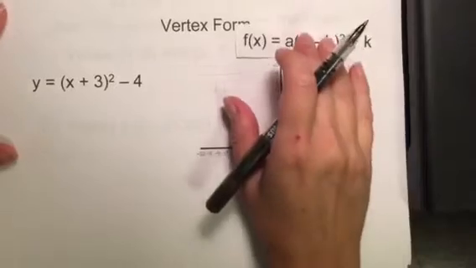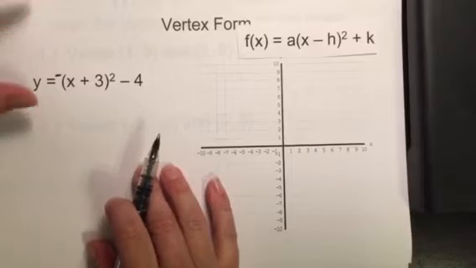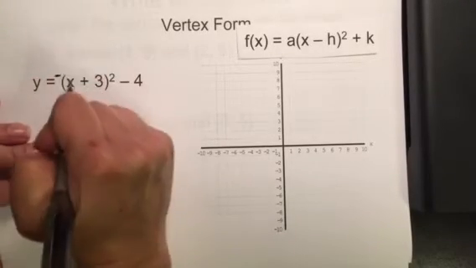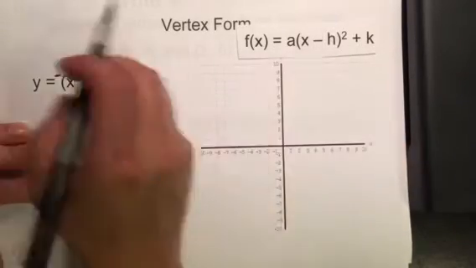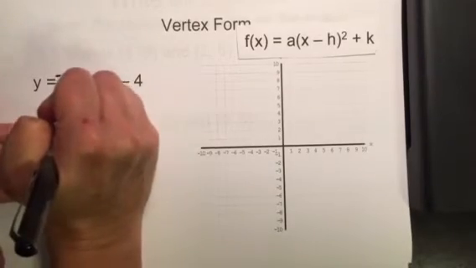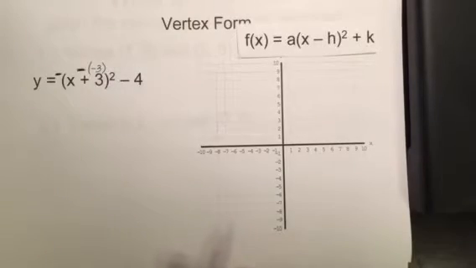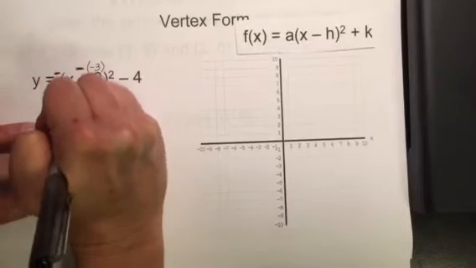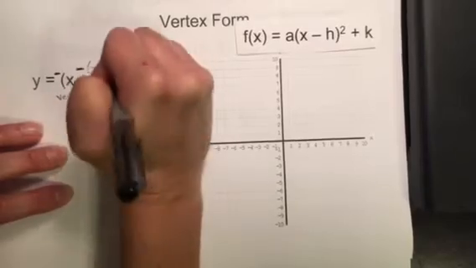Okay, last example for vertex form. Here's my equation. We're going to do negative a this time, so I'm going to put this negative sign here. We saw this once before. Remember that the equation calls for minus k, so I have to have that negative sign there. And to keep the function the same, h must be negative 3. So my vertex is going to be at negative 3, negative 4.